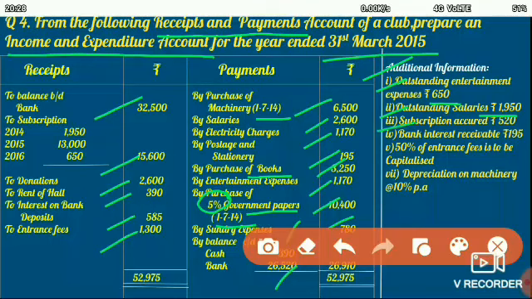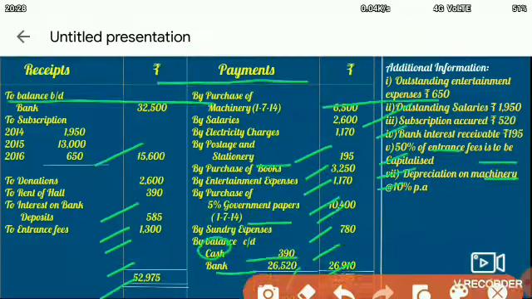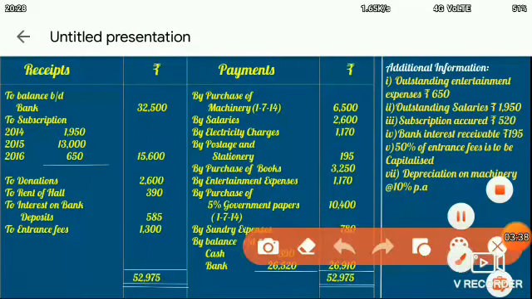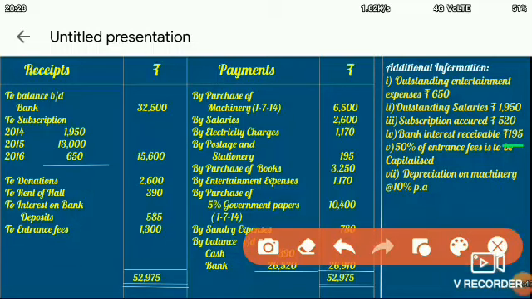Then number 3, the organization had an accrued subscription of 520. This also is the amount which belonged to the current year, but the members did not pay to the organization and the organization did not receive this. So it is an outstanding or accrued amount for the organization. Then number 4, the organization also did not receive a bank interest of around 195, which is an accrued income.